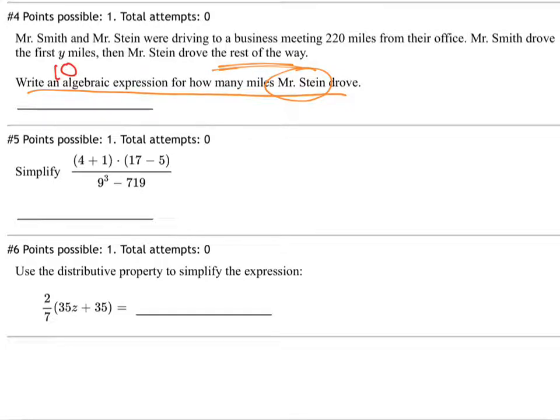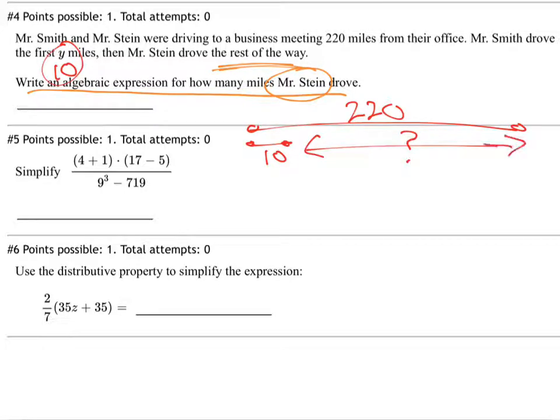Then I think, okay, so we have this 220-mile trip, and the first guy drove, instead of y, say 10 miles. First guy drove 10 miles. So how far does the second guy have to drive? And how are you coming up with that answer?